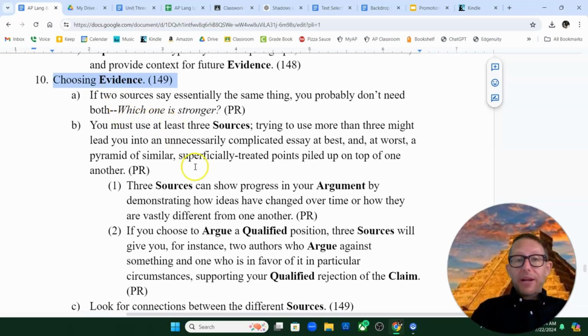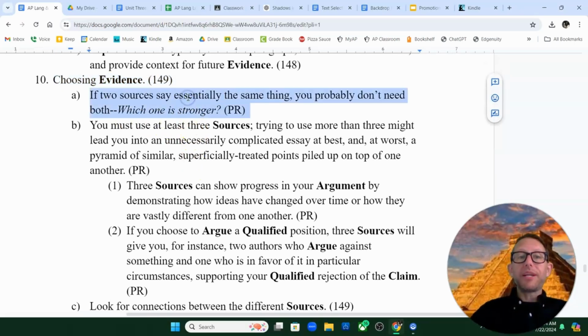So some things to think about as you're starting to pull out that evidence. Remember that if 2 sources say essentially the same thing, you probably don't need both. So the ultimate question is going to be, okay, so which one's stronger? And keep in mind what that means, stronger in this context. Stronger could go in 2 directions. Stronger might be, well, this one just says it better. It might be this one has better data. It might also be this one seems more credible. This seems like a source that people would be more likely to believe. It's more trustworthy. It's written by more of an authority, things of that sort.